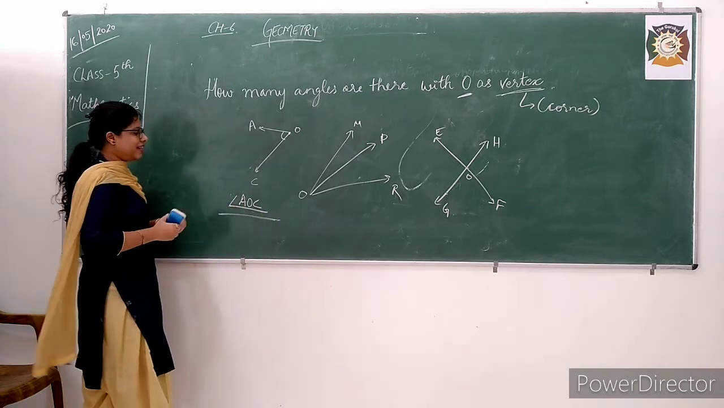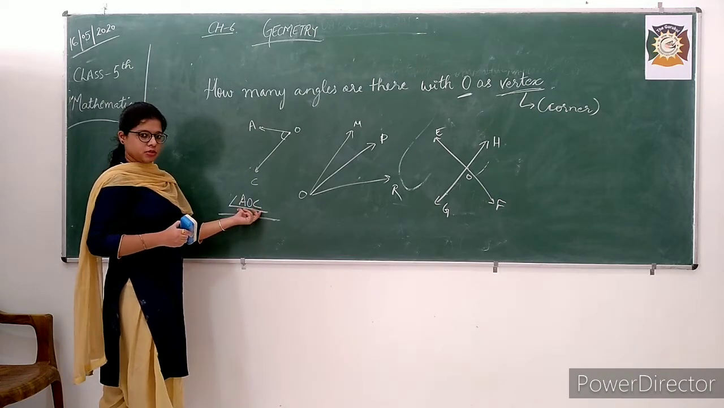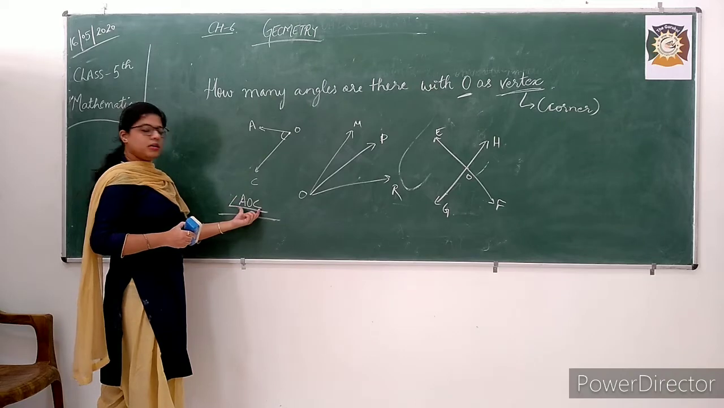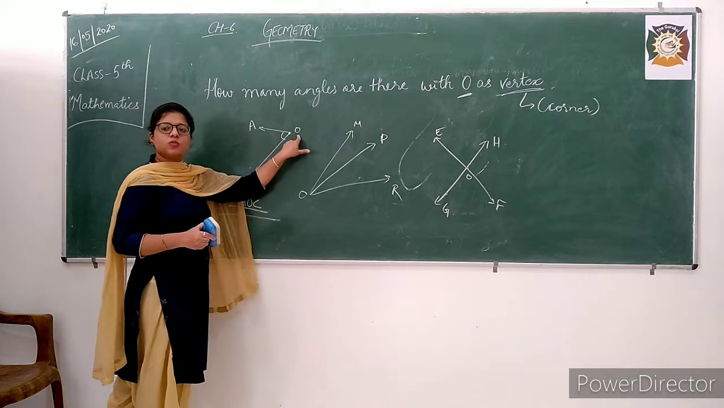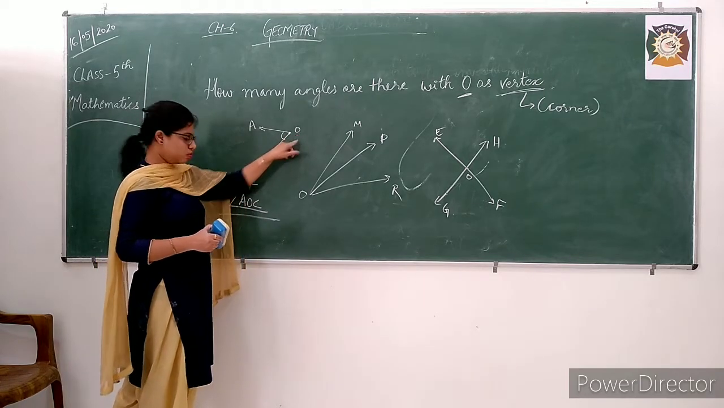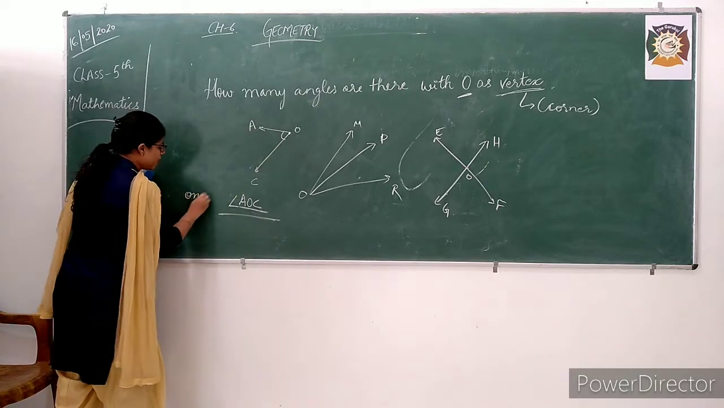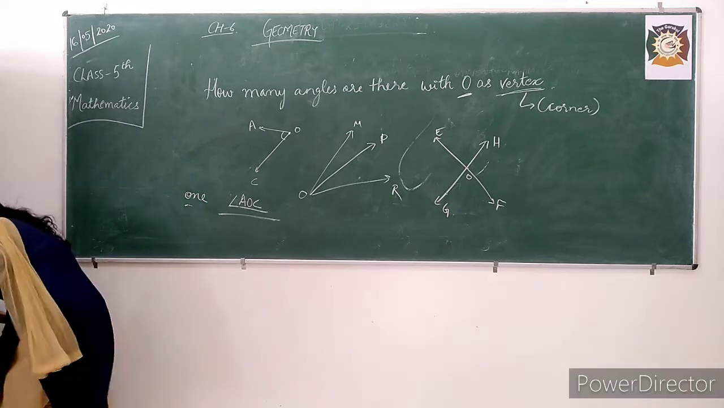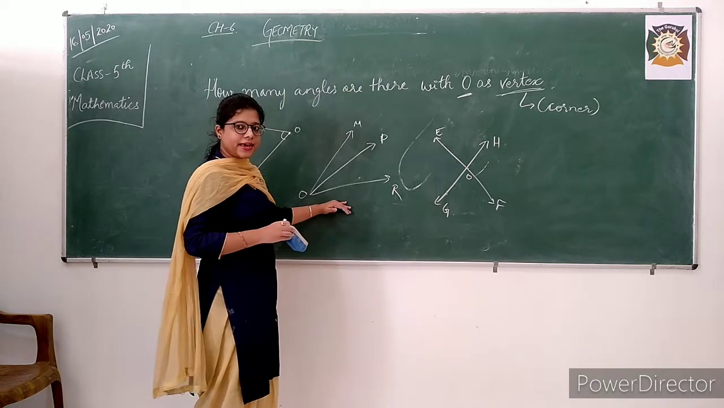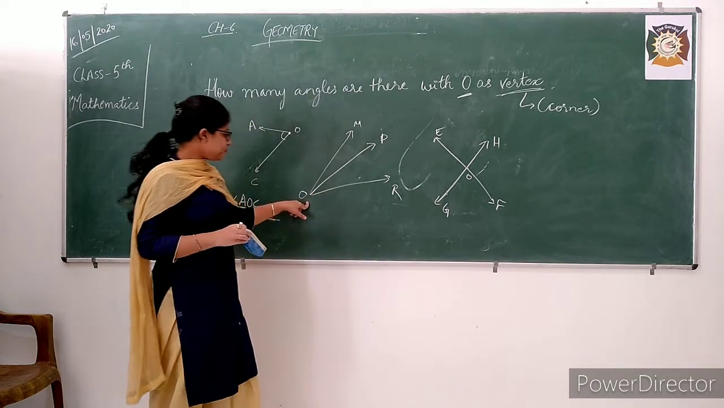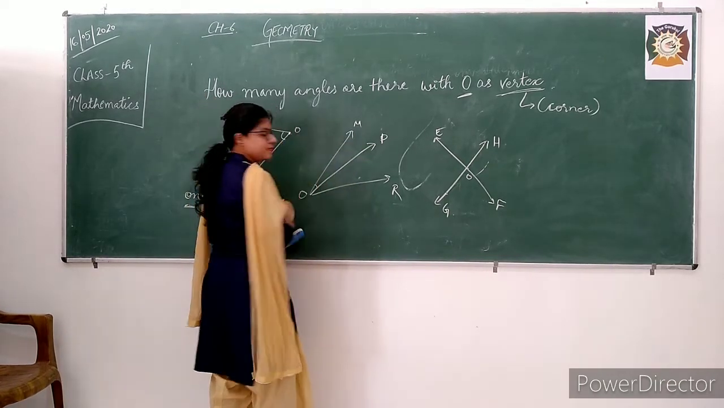You always write the vertex in the middle and the rest of the points at the extremes. A and C are the rest points, so they are at the extremes, and in the middle comes the vertex at which the angle is formed. So here angle AOC is formed, and there is only one angle. Now in this diagram, the vertex is O. How many angles are formed? One angle is this, angle MOP.